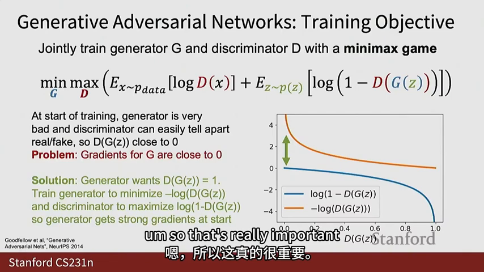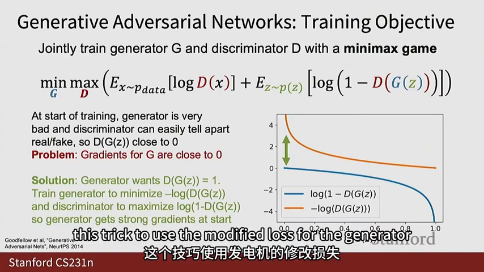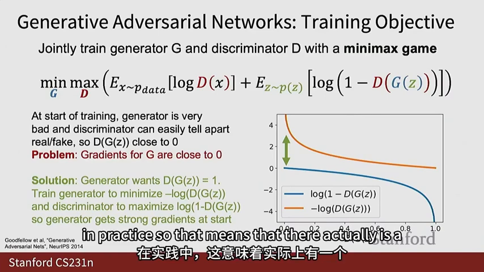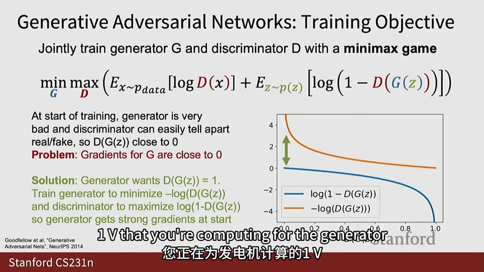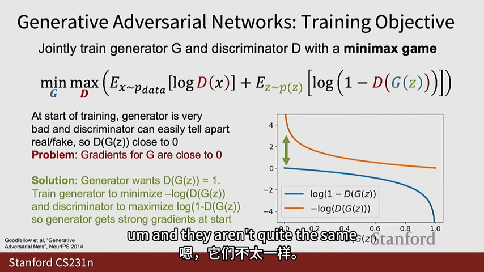So that's really important, and whenever you're training GANs from scratch using this sort of log objective, this trick of using the modified loss for the generator is really important in practice. That means there actually is a different V that you're computing for the generator than for the discriminator, and they aren't quite the same.